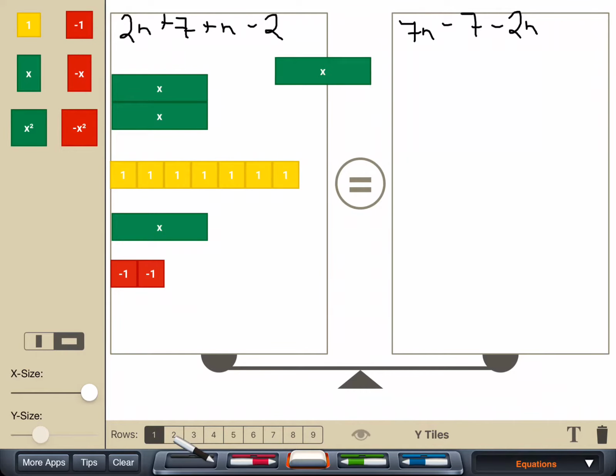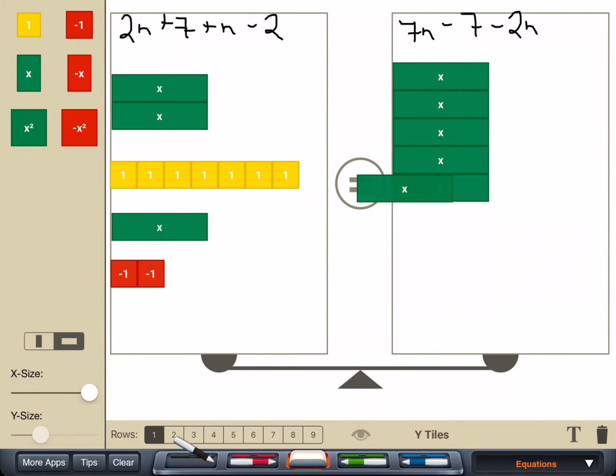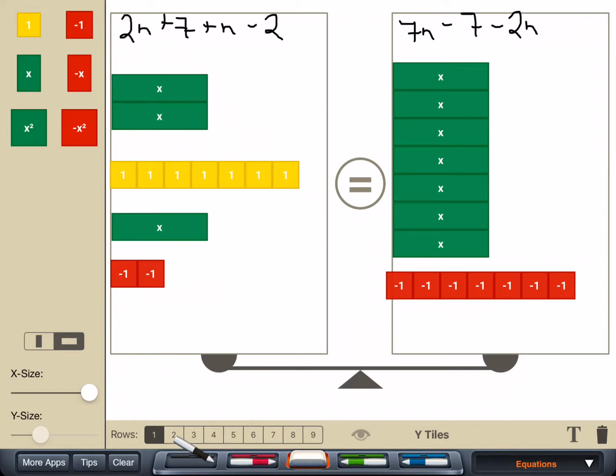On the right side, I have a 7n, 3, 4, 5, 6, and 7 coming up. We're subtracting 7, so 1, 2, 3, 4, 5, 6, 7, and we're subtracting 2n. There we go. Okay, there's not even enough room for me to write.